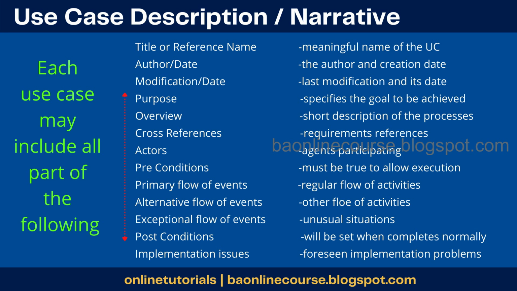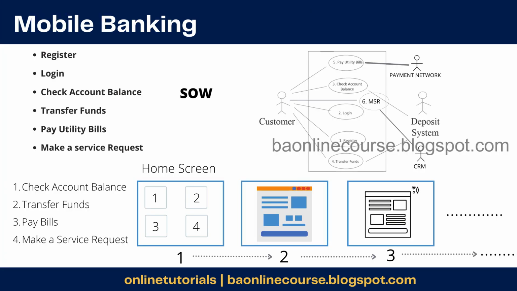Then you list down the primary flow of events, right? So what is the step-by-step process for completing this task? So if you have to check your account balance, what is the step-by-step process? First, there would be a main screen where you have all those options like check account balance, transfer funds, pay bills, make service request. Let's say this is your home screen for your mobile banking app, right? Then you'll have to click on this. Once you click on this, you would be shown the list of accounts for which you want to check the account balance, right?